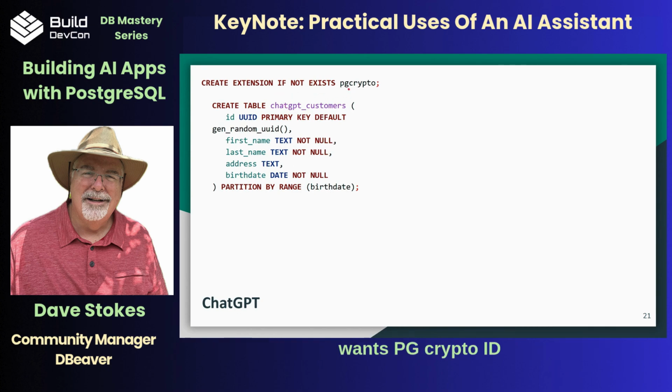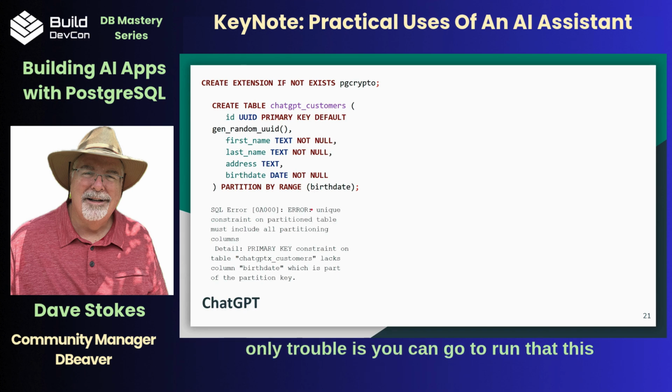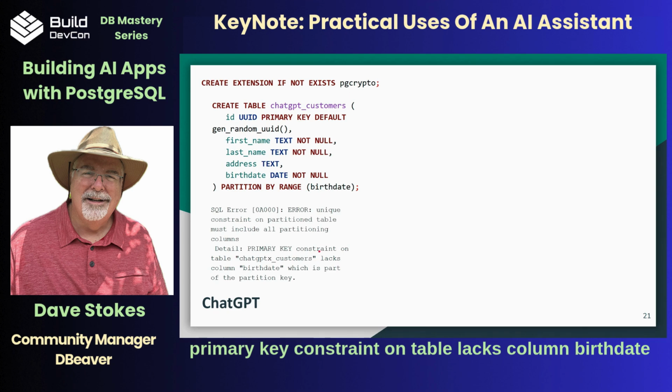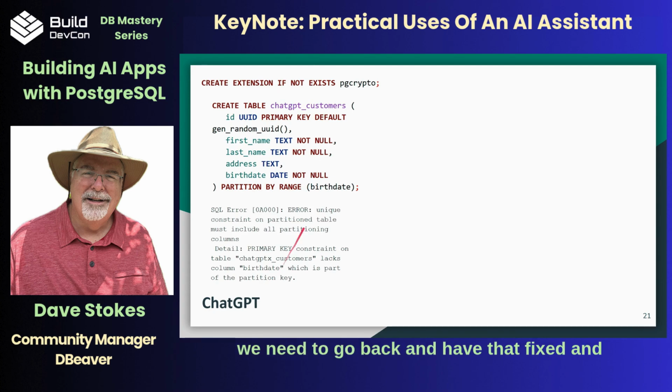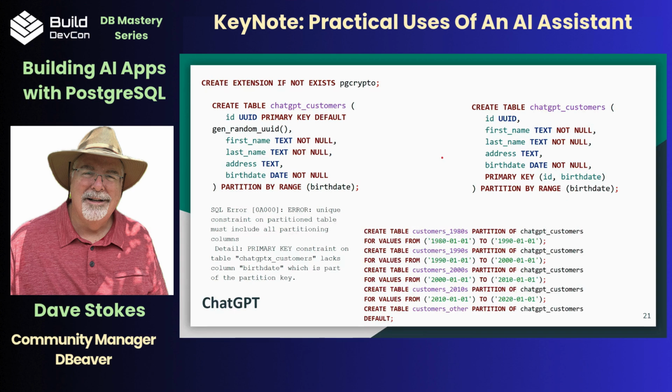ChatGPT also wants PG crypto. ID is UUID, primary key default. First name, last name, address, birth date, partition by range, birth date. The only trouble is when you go to run that, this is why I was using the AI explain and fix. Primary key constraint on table lacks column birth date, which is part of the partition key. So we need to go back and have that fixed and change our primary key to ID and birth date. And here's their data. They're doing it by every decade starting in 1980.